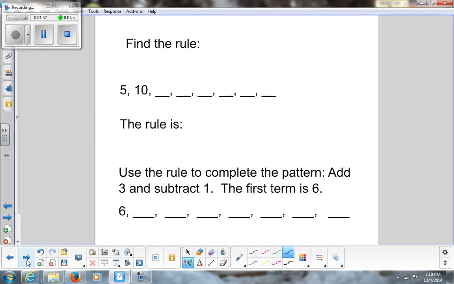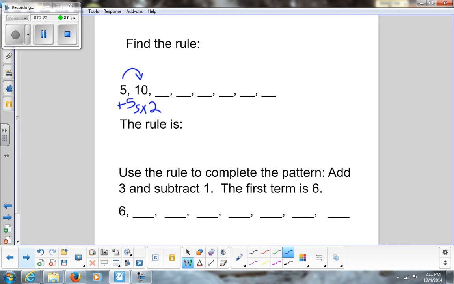Okay, here's a rule. Find the rule. So we've got to figure out what pattern this is following. The first thing that we could do is figure out how to get from 5 to 10. Okay, how do we get from 5 to 10? Well, to get from 5 to 10, we would add 5, right? Or we would multiply 5 by 2, okay? So it's the same thing.